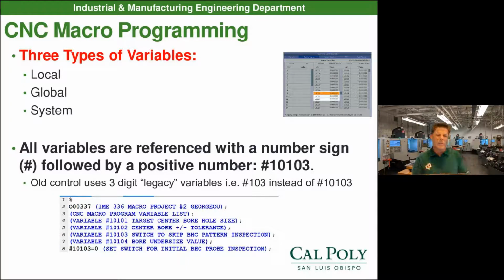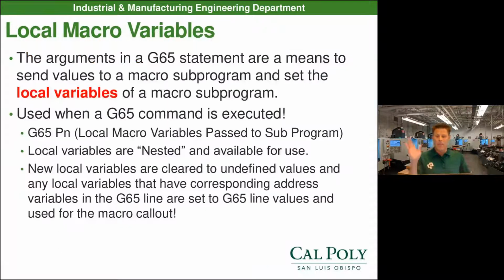So the only difference between the next gen control and the legacy control is 10,000 in front of the variable number right there. So that's the only difference. What I'm going to show you is in next gen control style, except for my calculations, but I'll show you that. But you can see I reference all my variables with the 10,000 number and then the variable number afterwards. So that's how we represent a variable, hashtag or pound, and then the number.